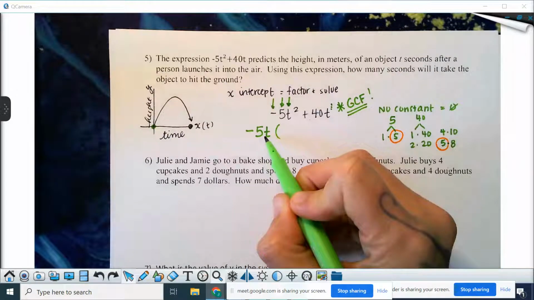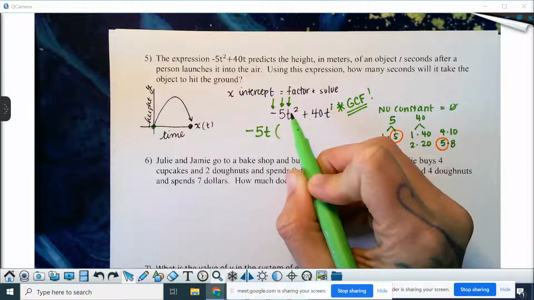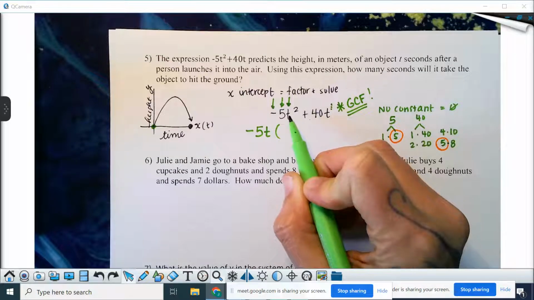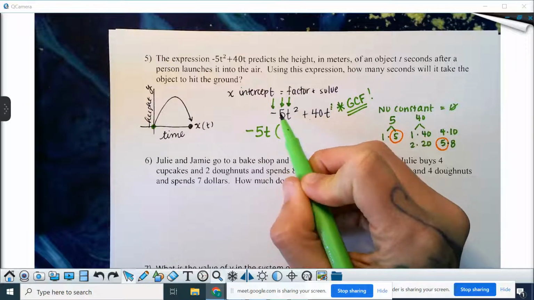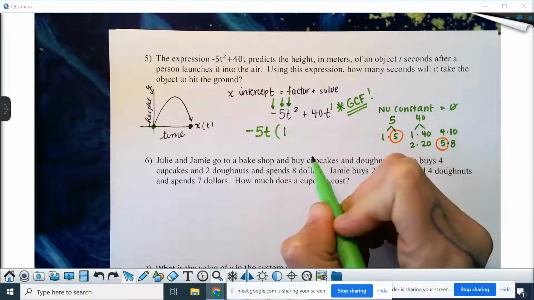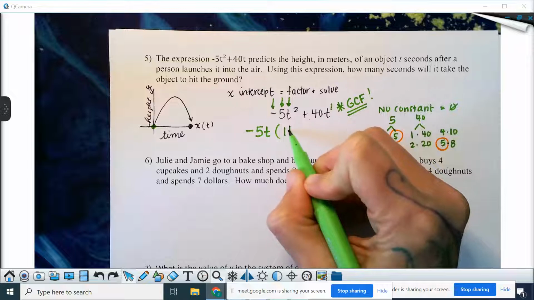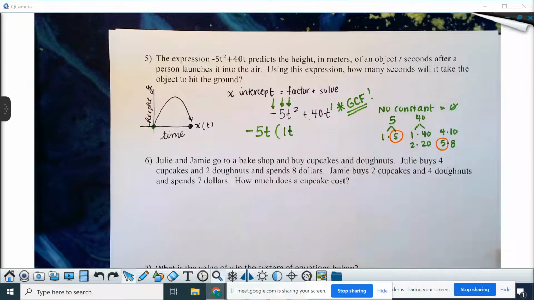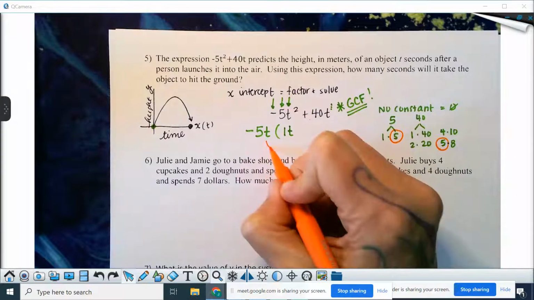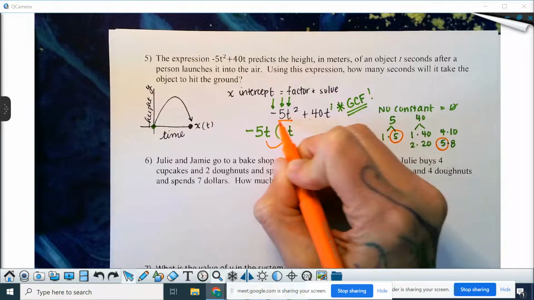Now, negative 5t times what will give me negative 5t squared? So I took out the negative 5, so it's going to be a 1. And I took out 1t, which leaves me with one more t. And the idea, again, is that if I multiplied this times this, I would get that negative 5t squared.